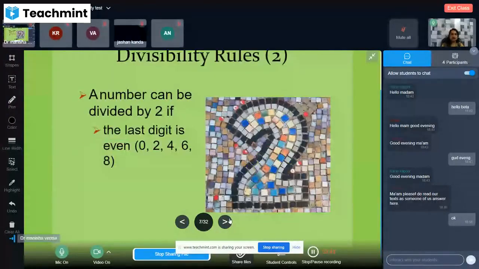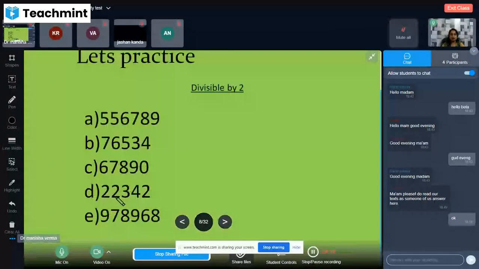To check divisibility by 2, if we want to see whether a number is divisible by 2 or not, then we have to see the last digit. That means the digit at the ones place. It should be either 0, 2, 4, 6 or 8. Fine. The units digit should be either 0, 2, 4, 6 or 8. Then it is divisible by 2. Let's do two questions of this. Let's see whether this is divisible by 2 or not.